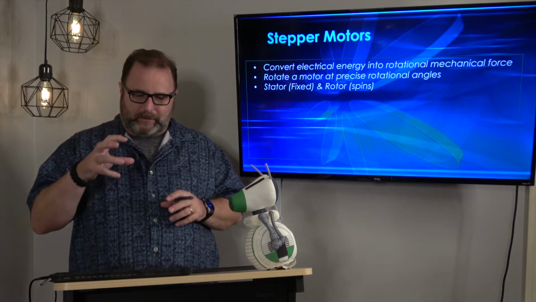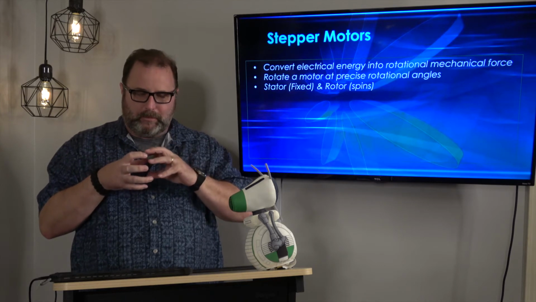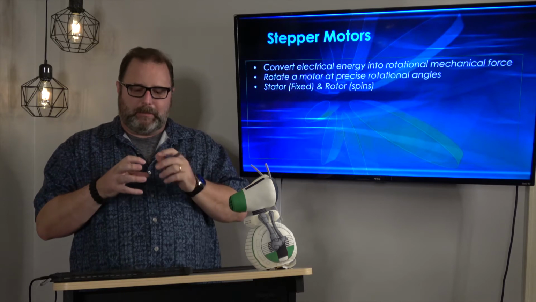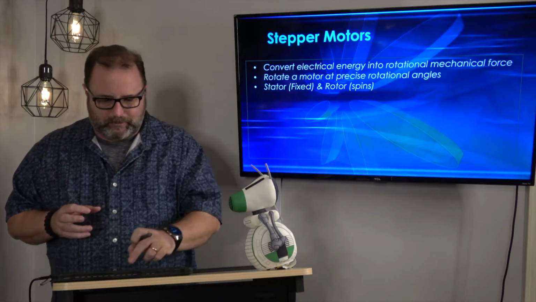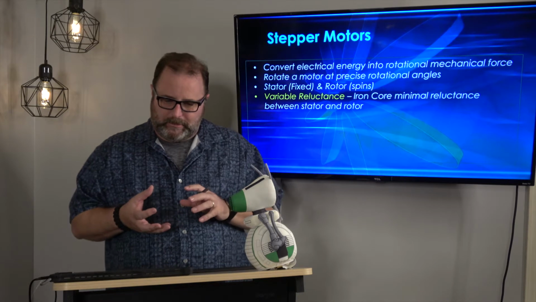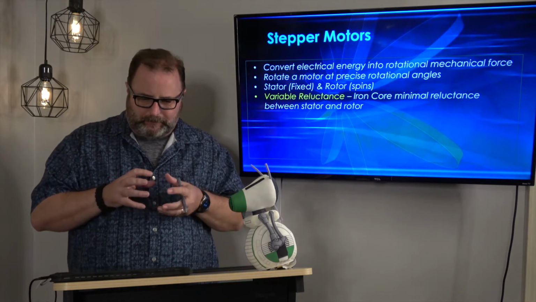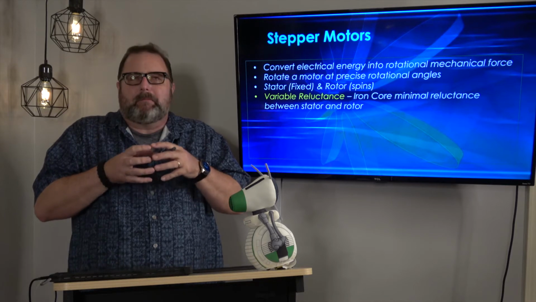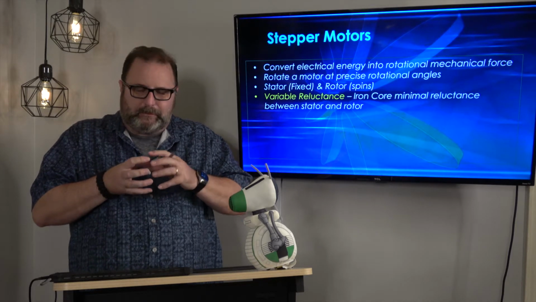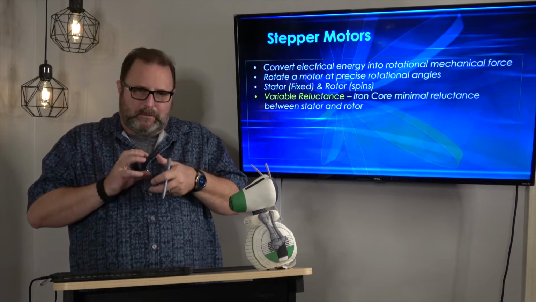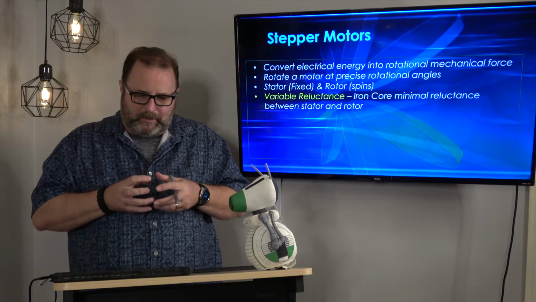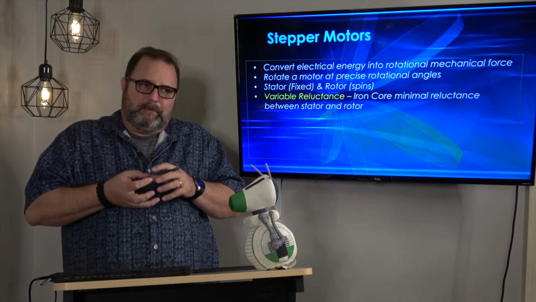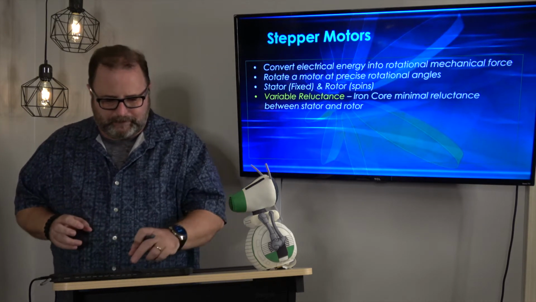Now, it has a stator which is fixed and it has a rotor which spins, and it can spin a step at a time based on how the power comes in to the motor. There's a term called variable reluctance because there's an iron core to create minimal reluctance between the stator and the rotor. In other words, you want it to be willing to move. So that variable reluctance helps create the ability for the thing to move freely.